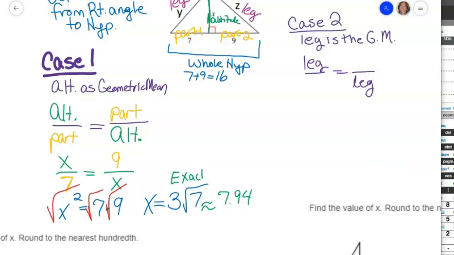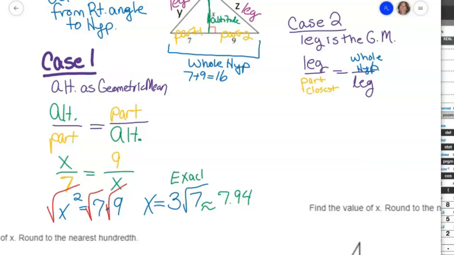But again, what's going to happen is that instead of being two parts, it's going to be the closest part, so the part closest to the whole hypotenuse. Okay, so this time again, it's going to be one of my parts and then my hypotenuse. Now there are two legs, so we have two proportions to set up, but they're essentially going to be the same type of pattern, just different numbers depending on which one we're looking at.